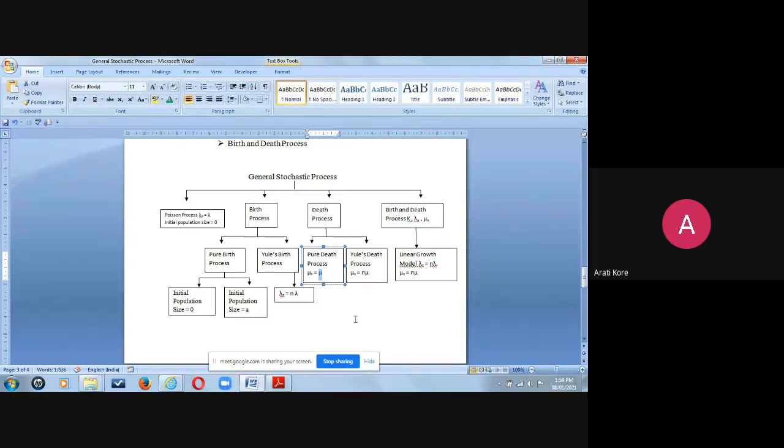So, what are we going to do in all these models? Since we know the initial population size and the rate of change, we are going to obtain the expression for Pn(t). What is the probability that there will be n units in the system at time t, or there are n changes in the system at time t? Is it clear? So we will start with one particular process tomorrow.